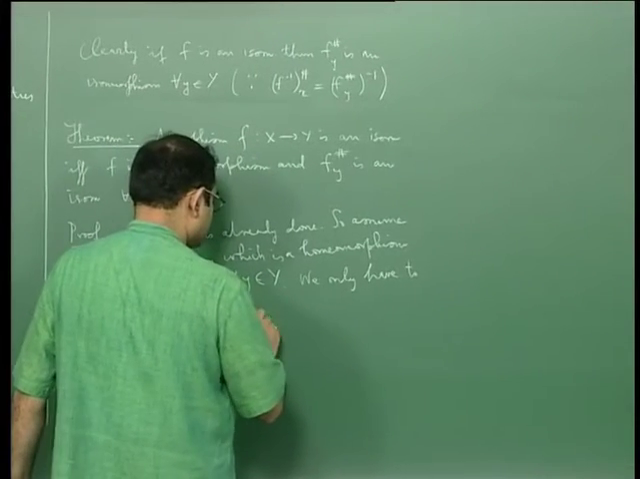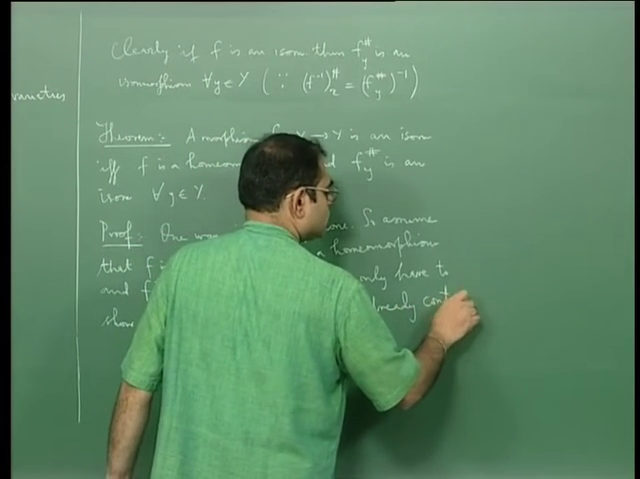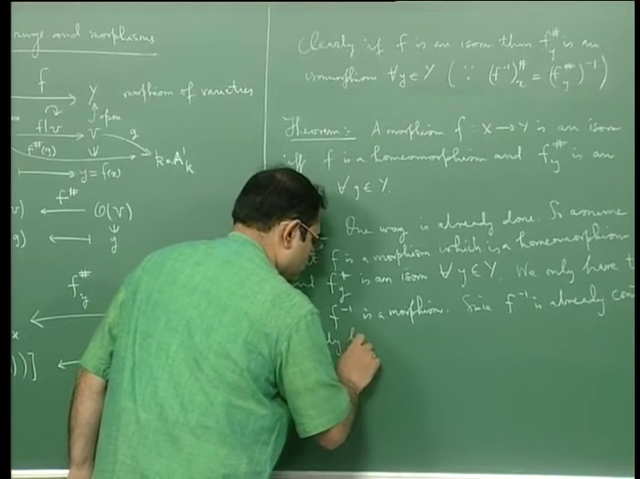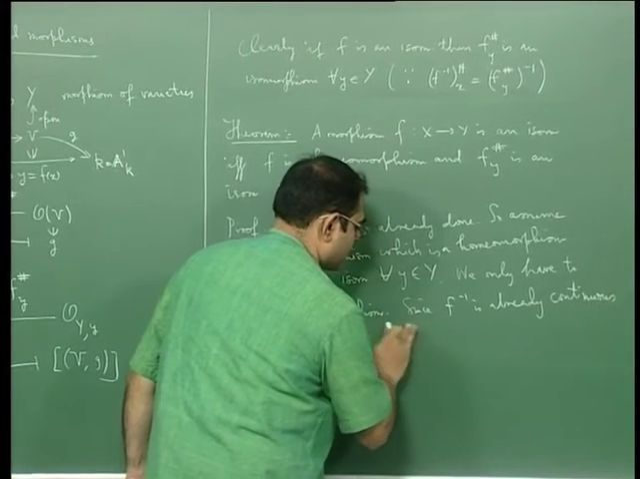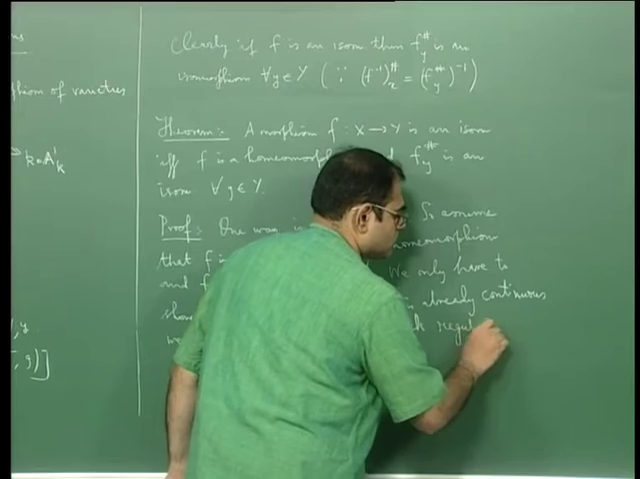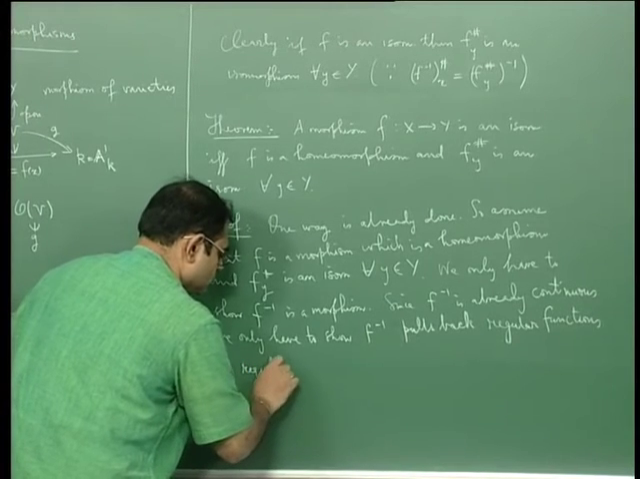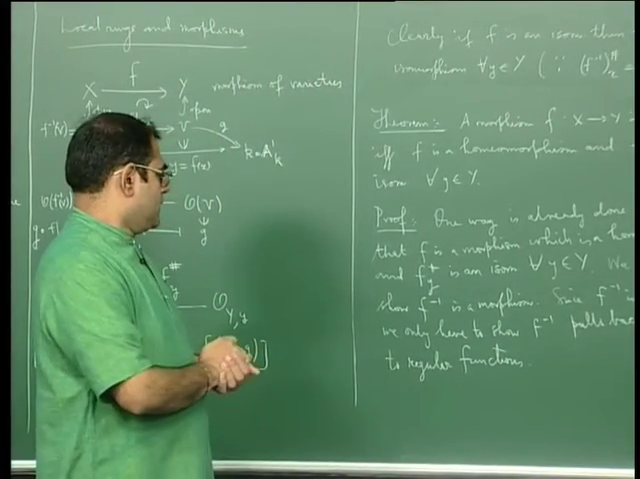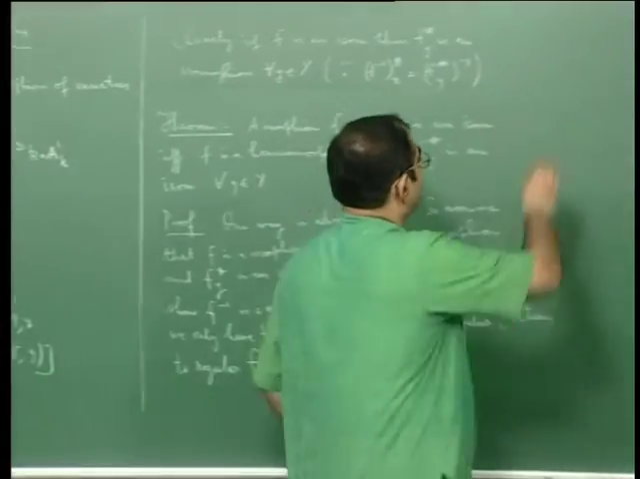So since F inverse is already continuous, we only have to show F inverse pulls back regular functions to regular functions. I just have to show this, okay. So what do I do to do that?